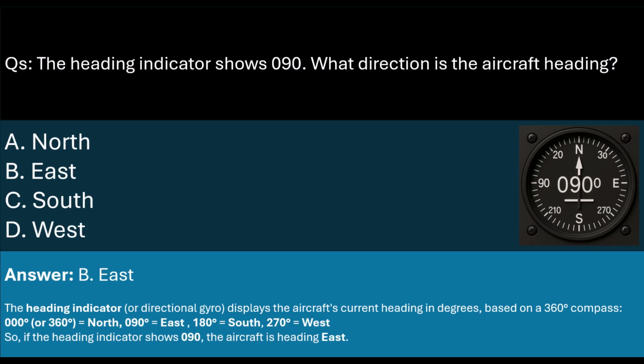Here you can see the heading indicator displays the aircraft's current heading in degrees based on a 360-degree compass. The compass is a little bit difficult to understand. Here 0 degrees means north, 90 degrees means east, 180 degrees south, and 270 degrees is west. If the heading indicator shows 90 degrees, the aircraft is heading east.